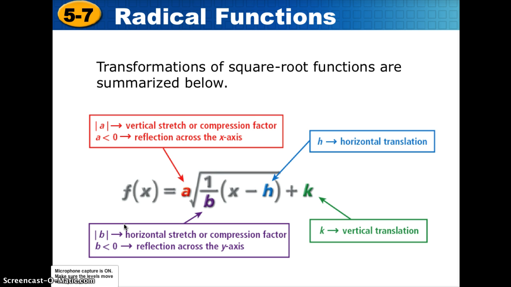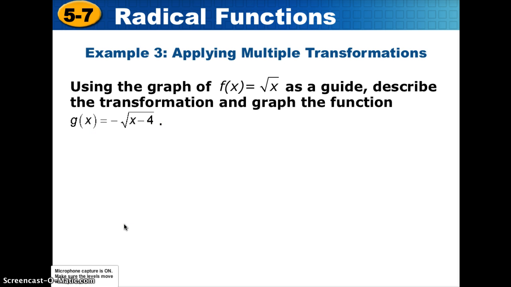Here's a great visual diagram of exactly where we see the different transformations and how they appear. Just like when we learned quadratics, that h and k is going to be pivotal to give us the horizontal and the vertical translations. The a and the b are either vertical or horizontal dilations, and then the sign of a and b, if we have a negative, then we know that that's going to indicate a reflection. If a is negative, it's a reflection across the x-axis, and if b is negative, it's going to be a reflection across the y-axis. Let's take a look at example 3.